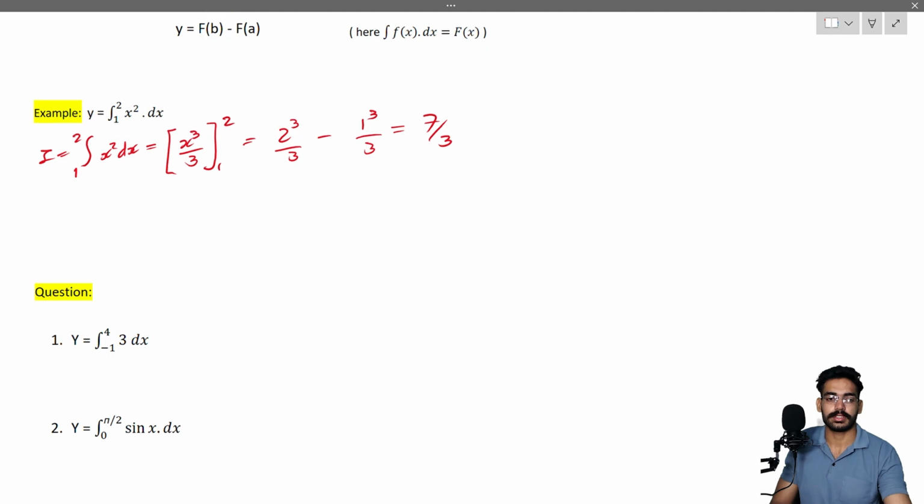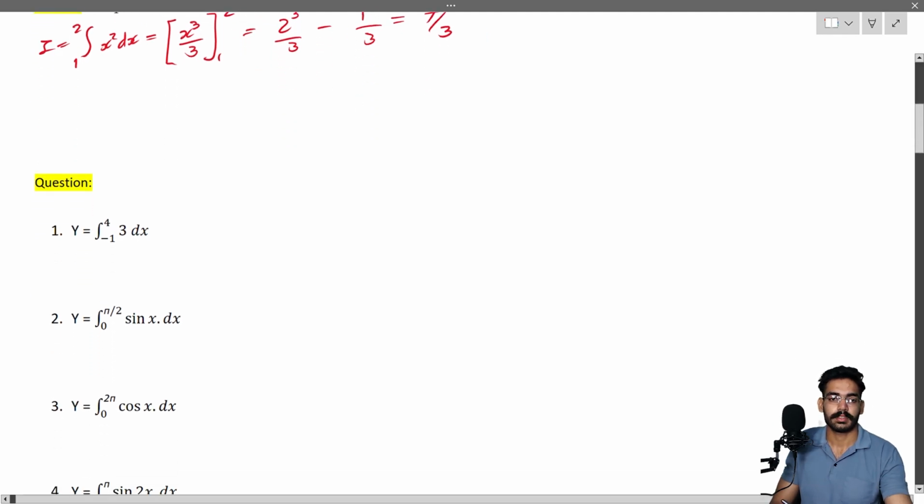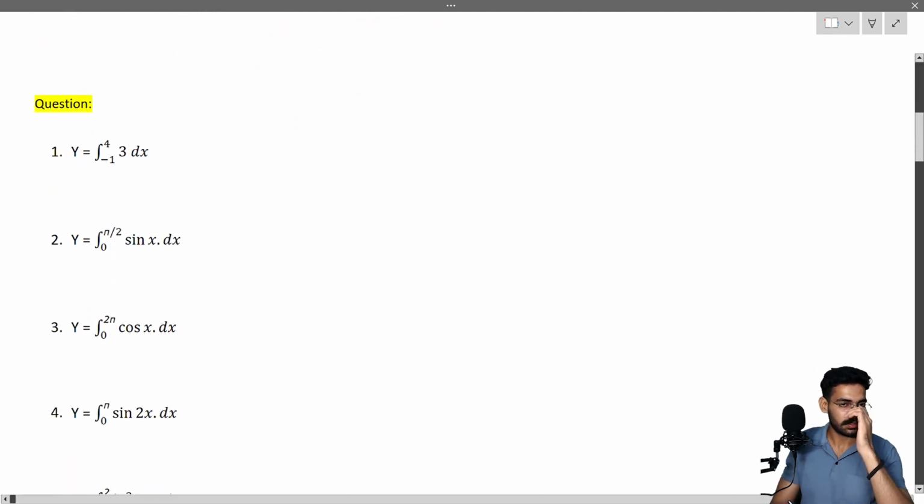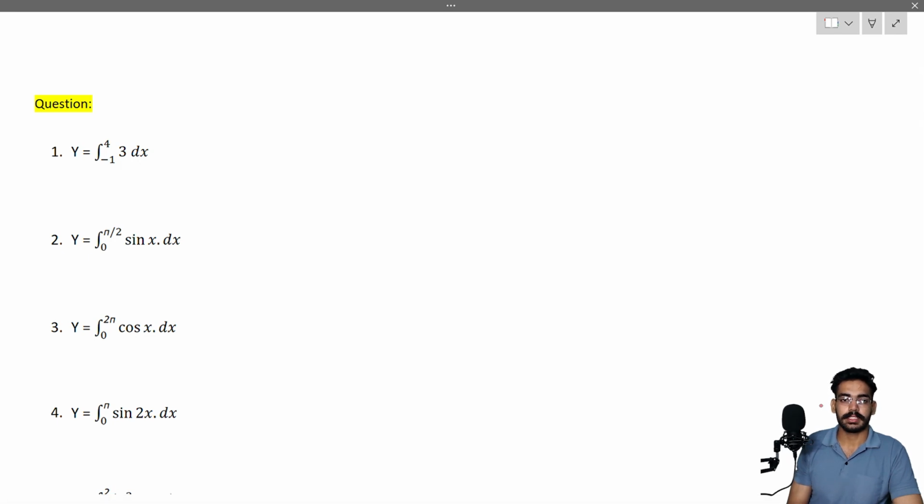Now let's see more questions. What is the integration here? 3 dx, so we know the integration is 3x. What is the value of I? The integral of 3 dx with limits minus 1 to 4. First you put 3 into 4 and then minus 3 into minus 1, so that is plus 3. 12 plus 3 is 15.